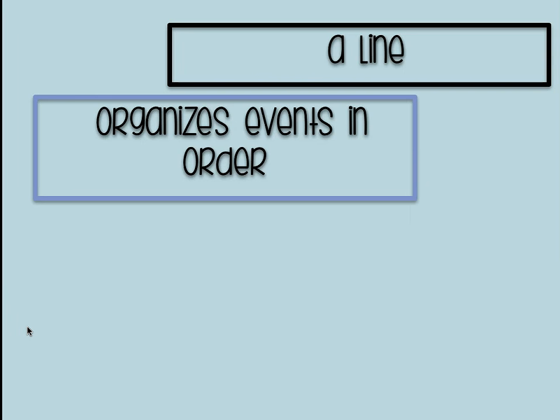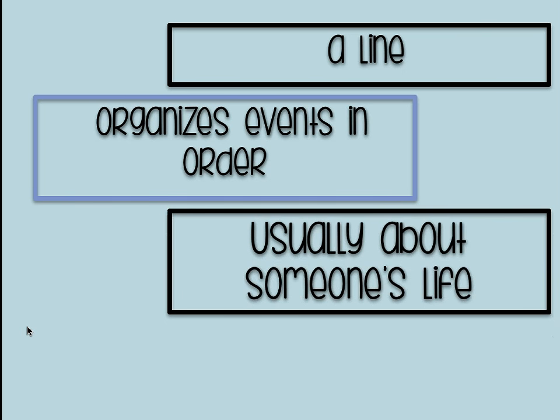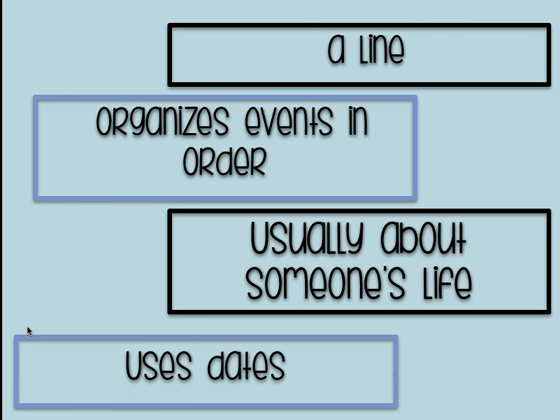When we talked about retelling a story, we talked about the events, or the things that happen in the story. So a timeline takes things that happen and puts them in order. It's a nice tool to help us organize the things that happen. Usually when we use a timeline, we're talking about someone's life. So we start at the beginning of their life and then we pick out big important dates and we put those on the line in an organized way. And then finally, we use the dates to help keep us organized.